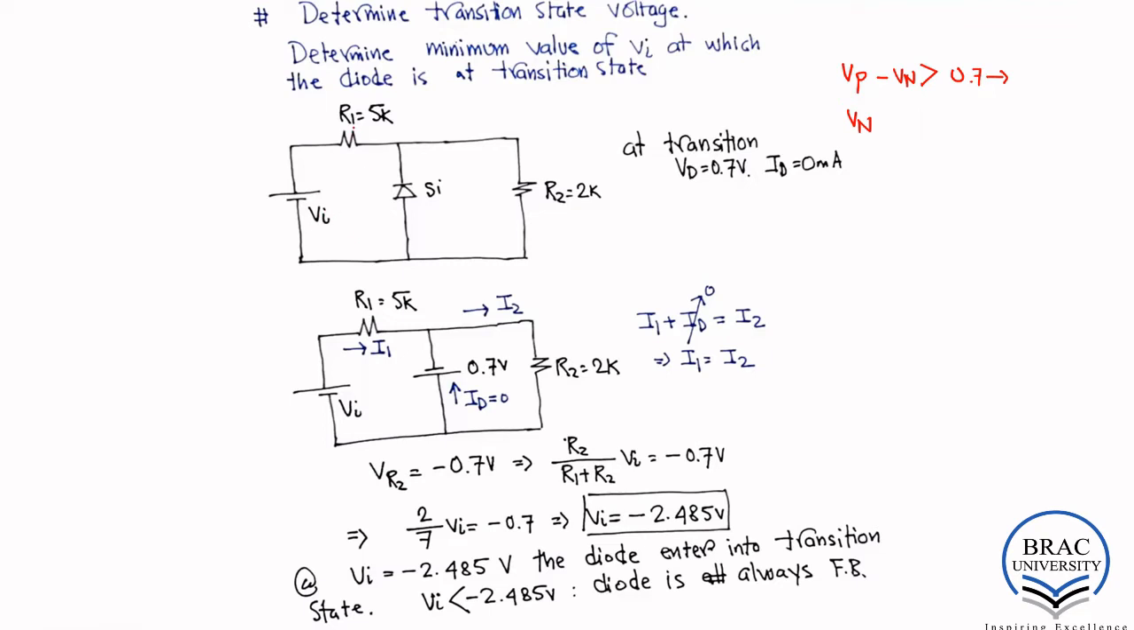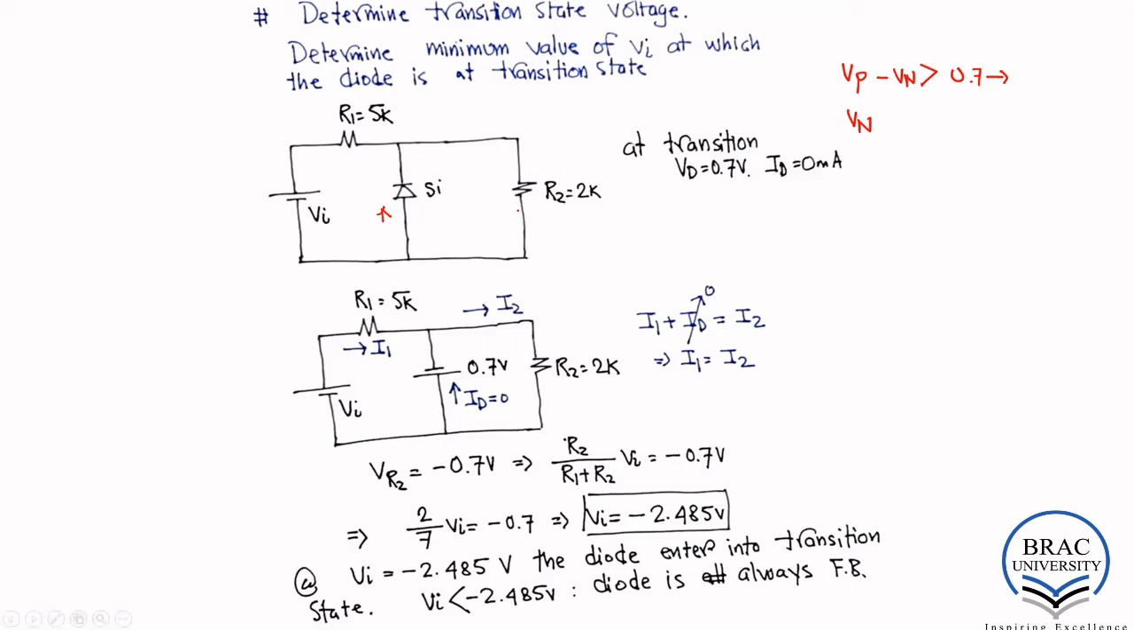For example, we have this circuit where we have a Vi whose value we are yet to know, which consists of a resistor R1, 5K, and a silicon diode. Notice the diode is oriented in the upward direction. And there is a resistor R2 connected parallel to the diode. So we have a circuit where a resistor is connected parallel to the diode, which means we cannot apply the Vp minus Vn rule.